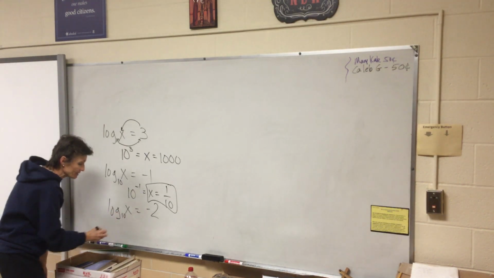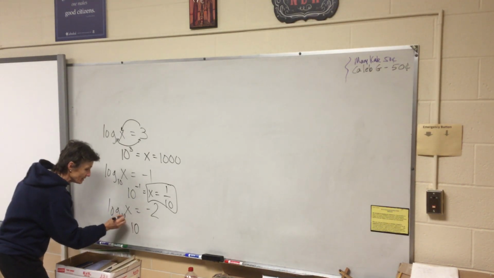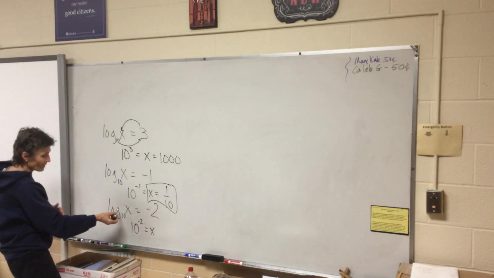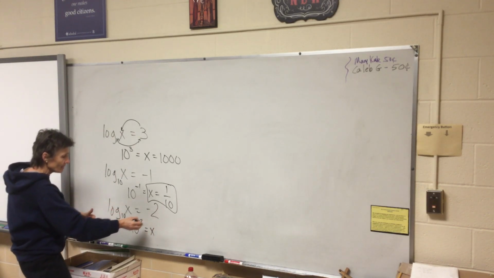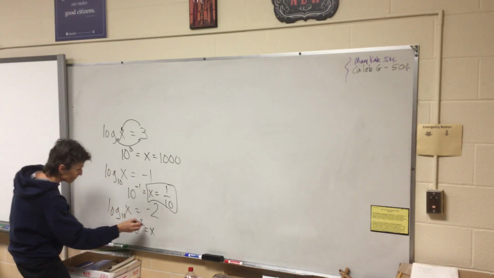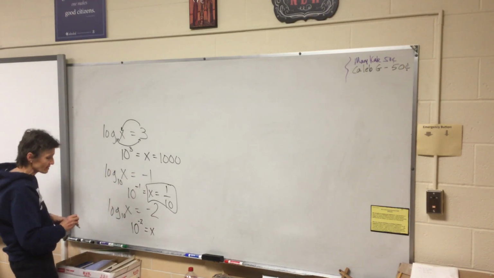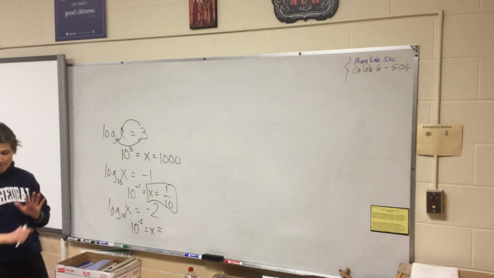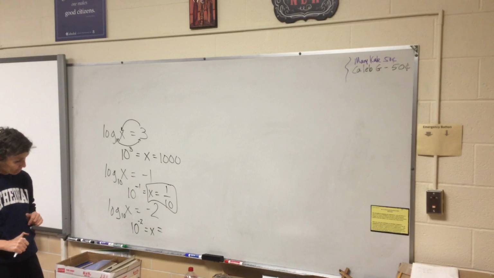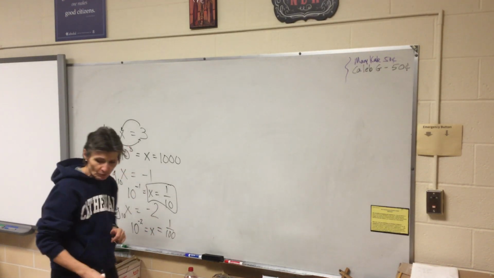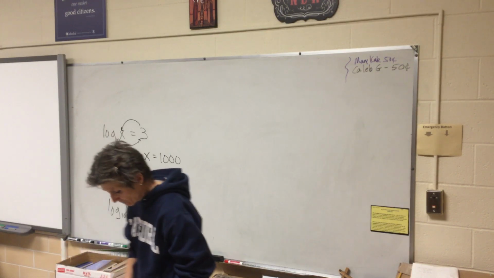This one's exactly the same. 10 to the negative second equals x. Everybody watching my hand? 10 to the negative second equals x. If you do that motion, you will always get the right answer. What's 10 to the negative second? 1 over 100. Exactly. Don't question yourself. You got it. Right on. Perfect.